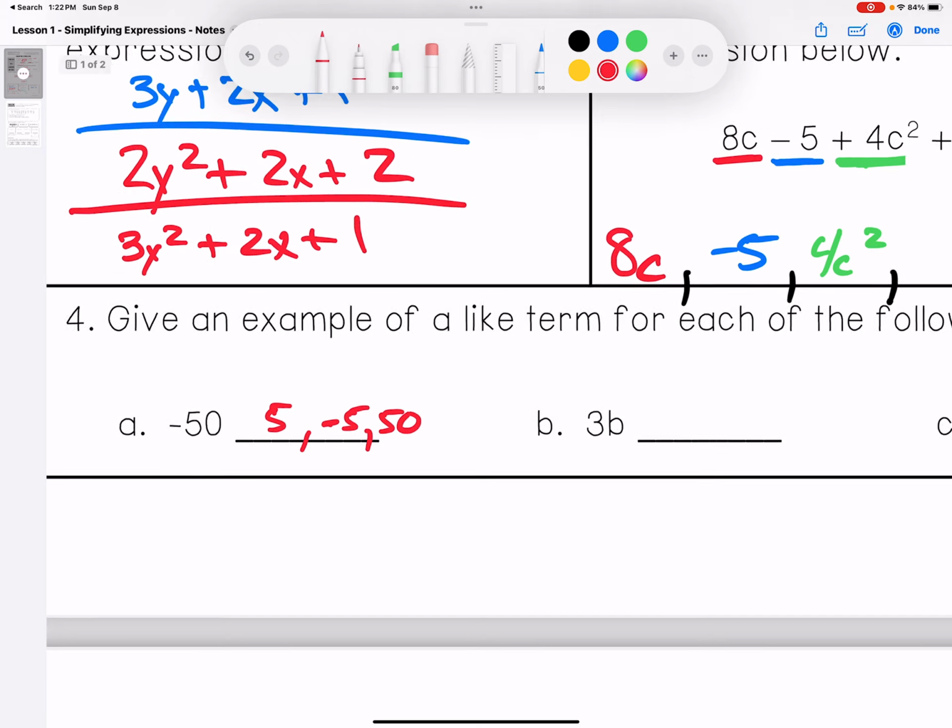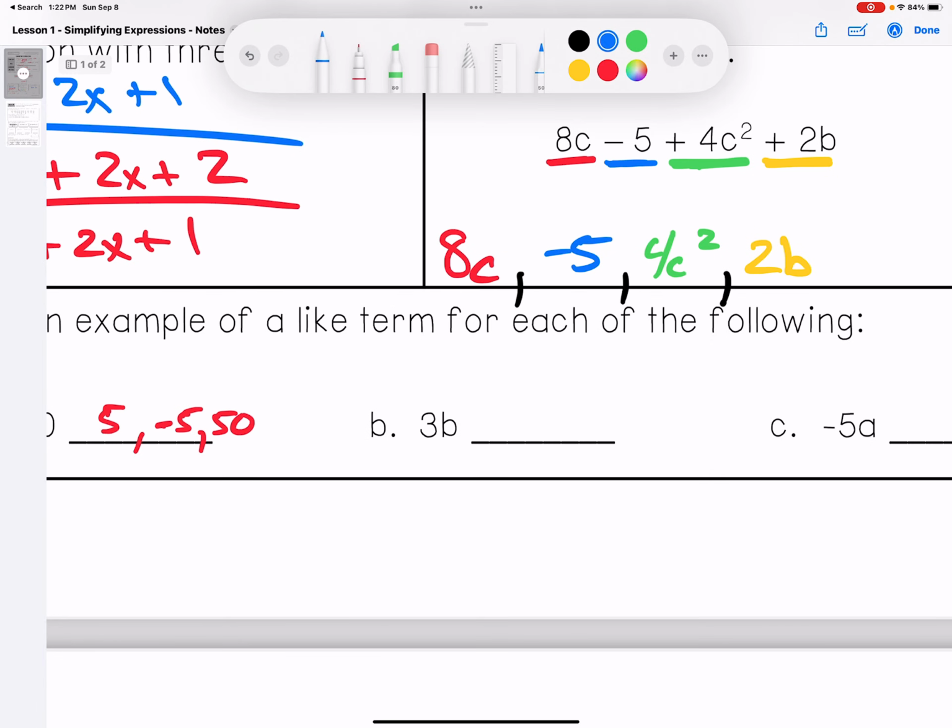The next one, 3b. What is a term that would be like it? Any number with a b. So 2b, negative 7b, whatever. Negative half b. Okay, it could be a fraction. It doesn't have to be a whole number. It can be a decimal.